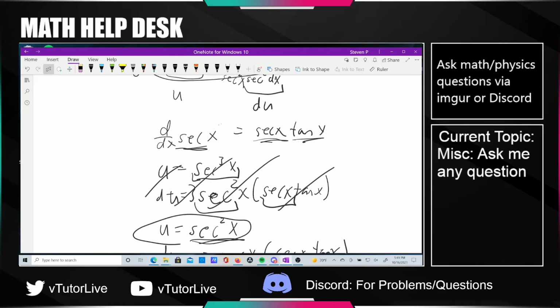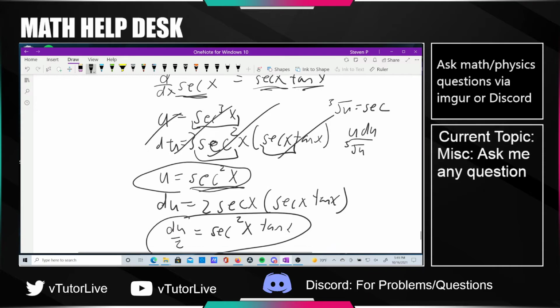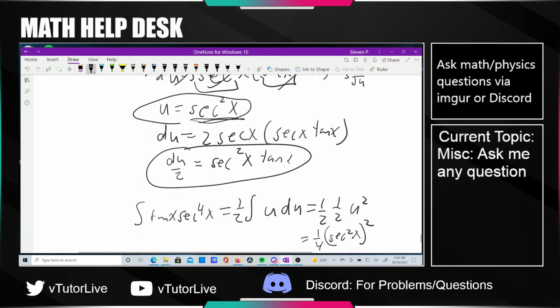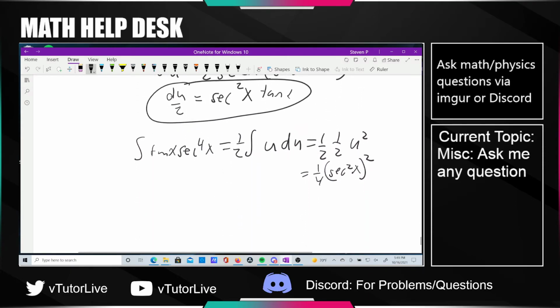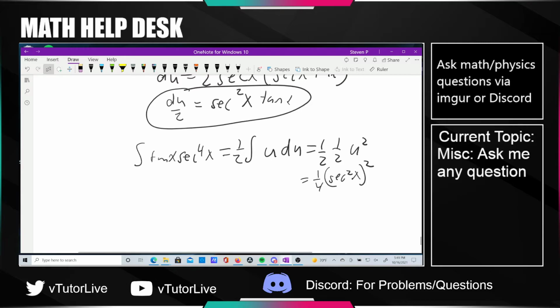Yeah, so you would just have to divide by the cube root of u, which I think would work, right? So if the cube root of u is equal to secant, then this just becomes u du over the cube root of u. Yeah, you could do it that way, but I think this way is a little bit cleaner. Yeah, that's a good suggestion.